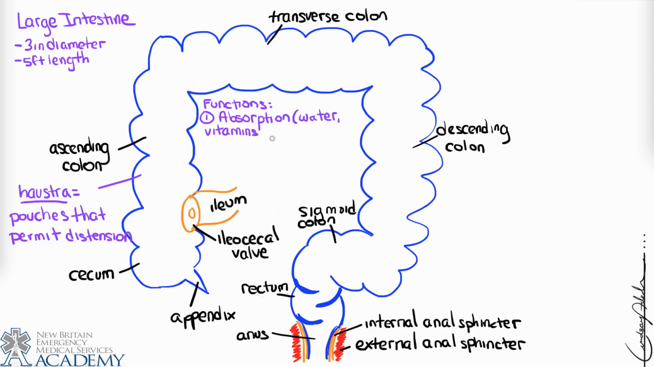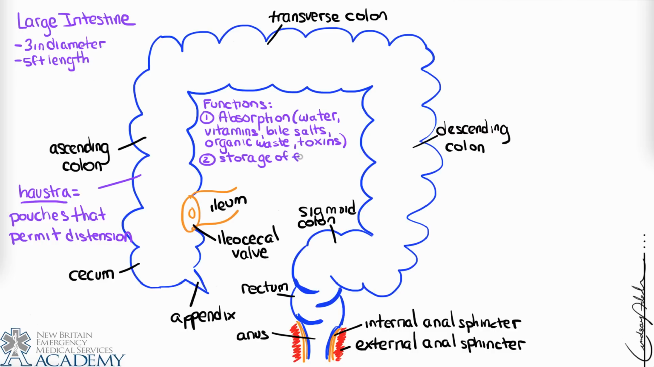So let's talk a little bit about the functions of the large intestine. So absorption is a major function. Certainly not as much absorption as what happens in the small intestine, but still there's absorption. And things that we absorb are water, vitamins, bile salts, organic waste, and toxins. So a lot of bad stuff and a few things that make up the good stuff.